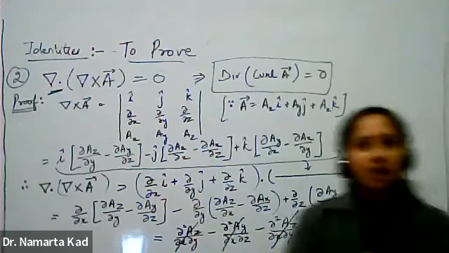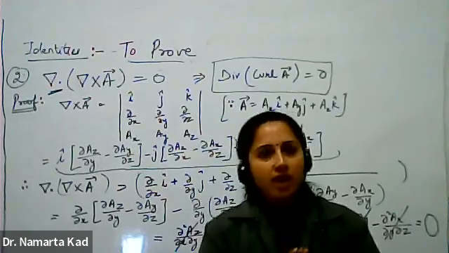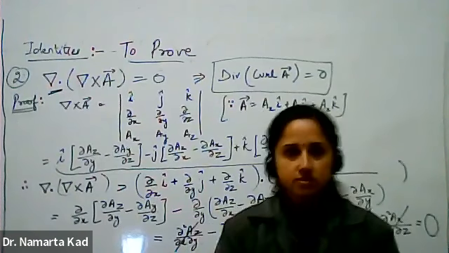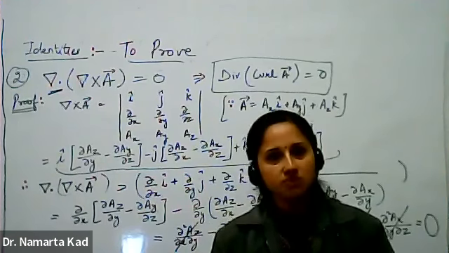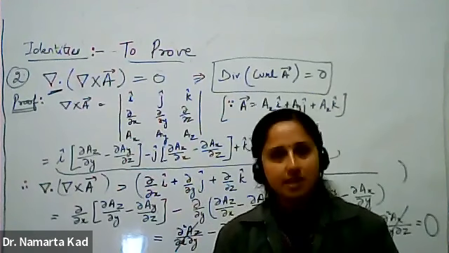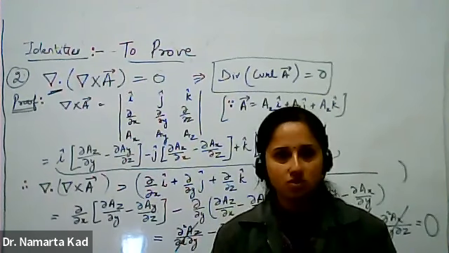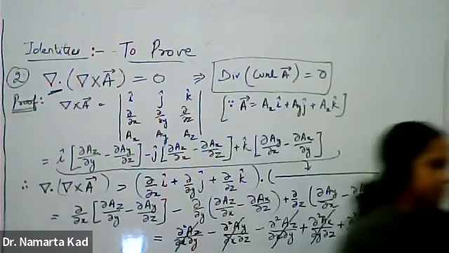Okay, now let's start with the theorem parts, and we have to do the 4 theorems. One is the Gauss Divergence Theorem, then Stokes Theorem, then Green's Theorem, and then Helmholtz Theorem. So let's start with the theorem parts.